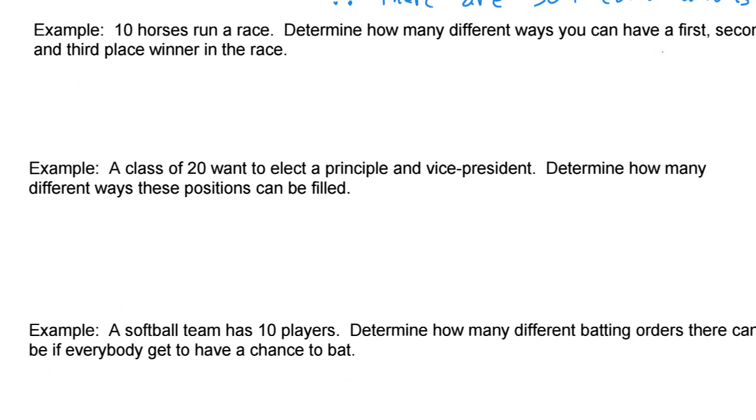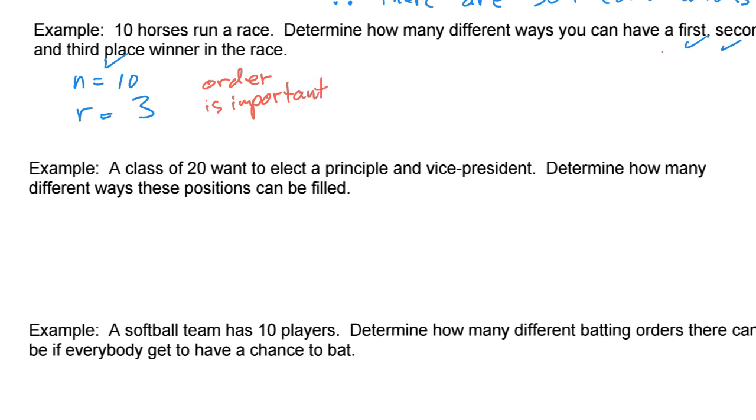Okay, so an example. 10 horses run a race. Determine how many different ways you can have a first, second, and third place winner. All right, so here we go. Using our ideas, we look at the whole set. There are 10 horses, so n is 10. And there is a first, a second, and a third place, so r is going to be 3. Because we have unique first, second, and third places, order is important, and this is why we are permuting.